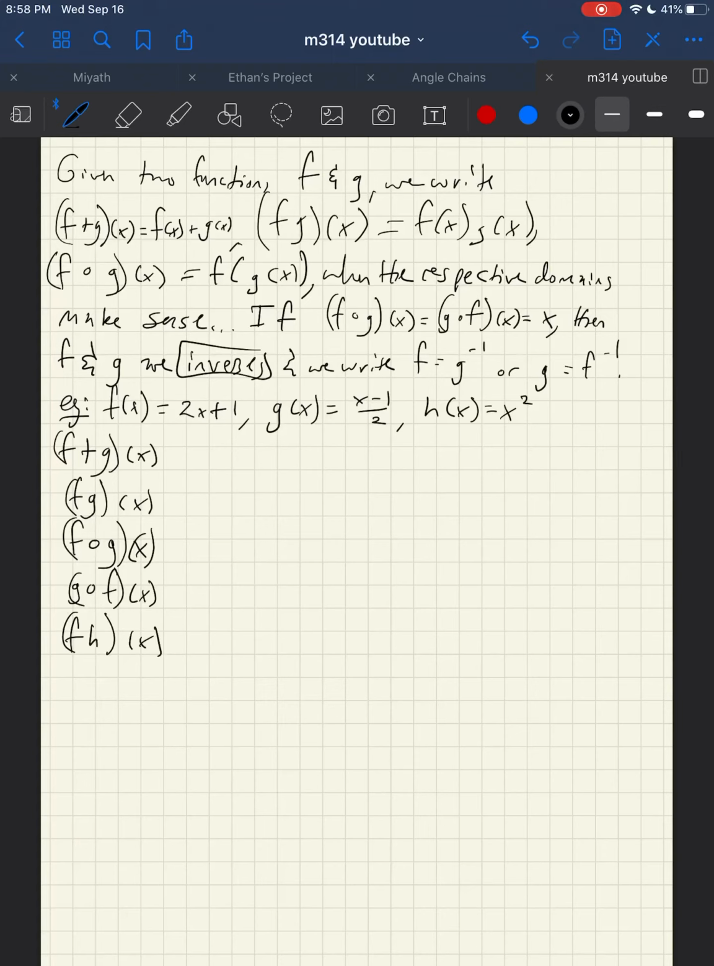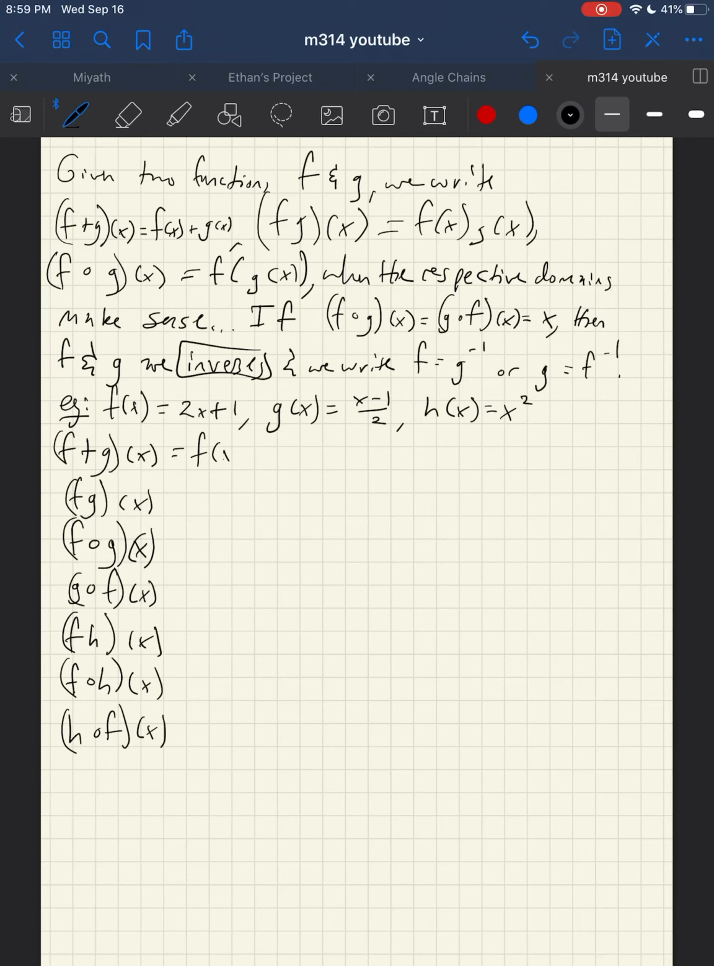h of x. Oh, and I should say similarly, we can do f minus g or f divided by g. But in the division case, we need to make sure that we're not dividing by 0. That's all. Let's do f composed with h of x, and let's do h composed with f of x. I know this is a lot of things, but they should go relatively quickly.